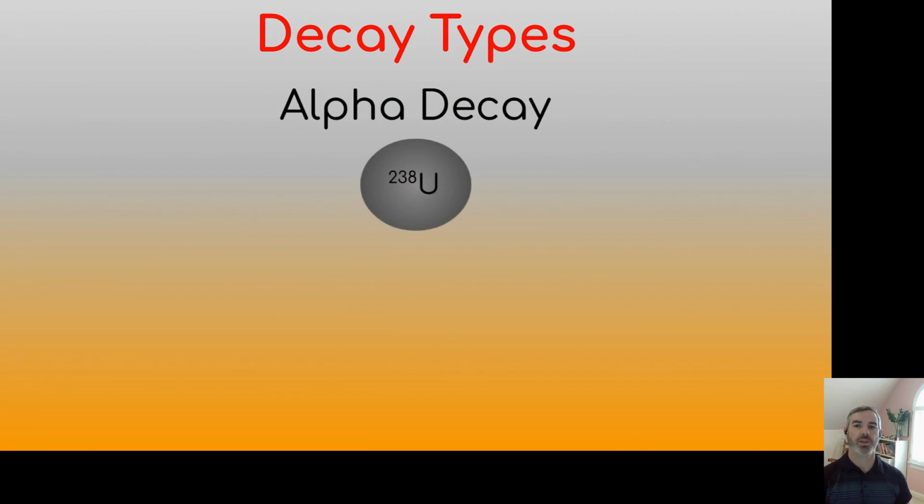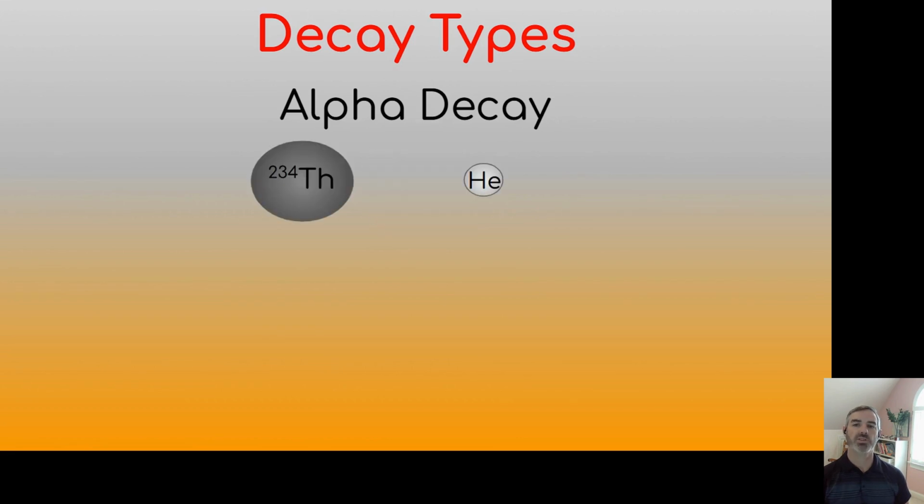Now let's talk about decay types. There are three different types of decays, and we're going to start with a decay called an alpha decay. What an alpha decay is, if we take uranium-238, which undergoes an alpha decay, is that uranium-238 has an unstable nucleus. That unstable nucleus ends up breaking apart because the Coulomb force between protons is too strong, and it breaks apart into a thorium-234 and a helium nucleus, which is known as an alpha particle.